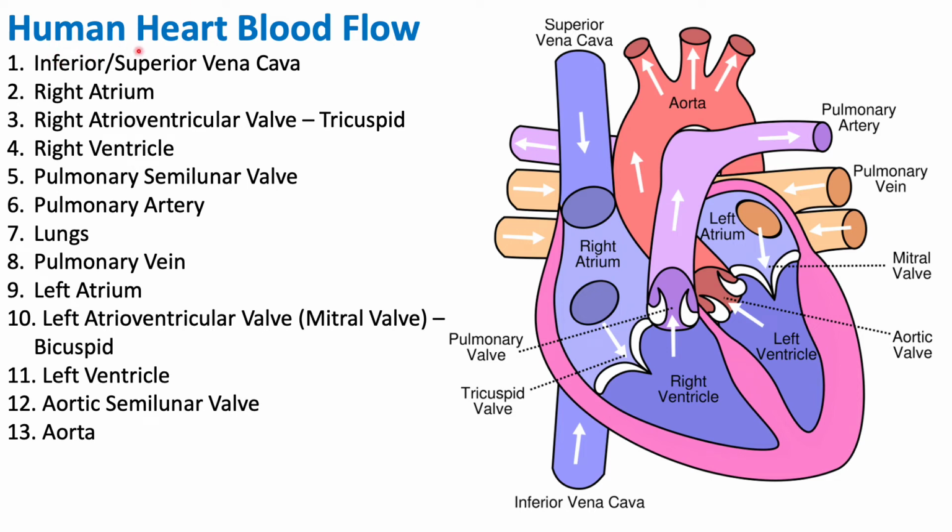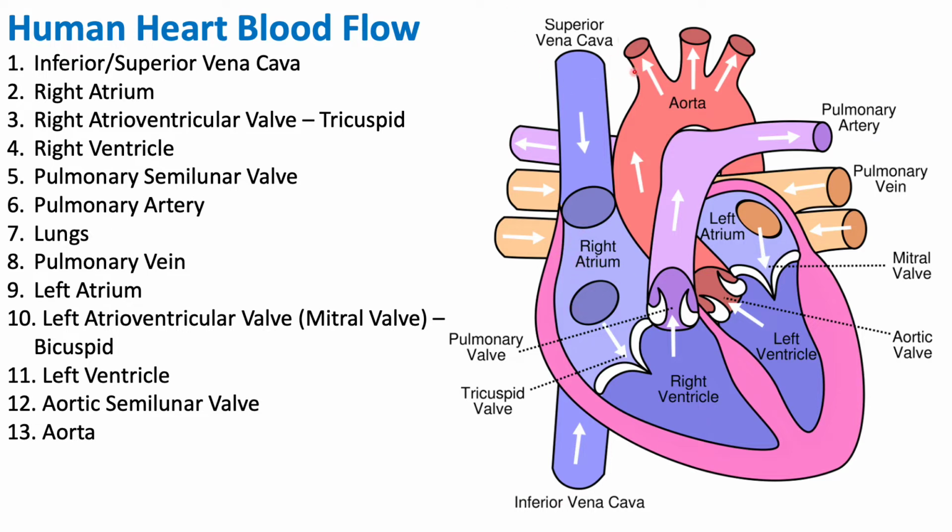When we talk about human heart blood flow, we begin our journey from the inferior and superior vena cava. Now we can see over here that the inferior vena cava is located at the bottom of the heart, therefore it is labeled inferior, which means low or below. Now the inferior vena cava is going to bring the deoxygenated blood from the lower part of the body and dispense it into the right atrium.